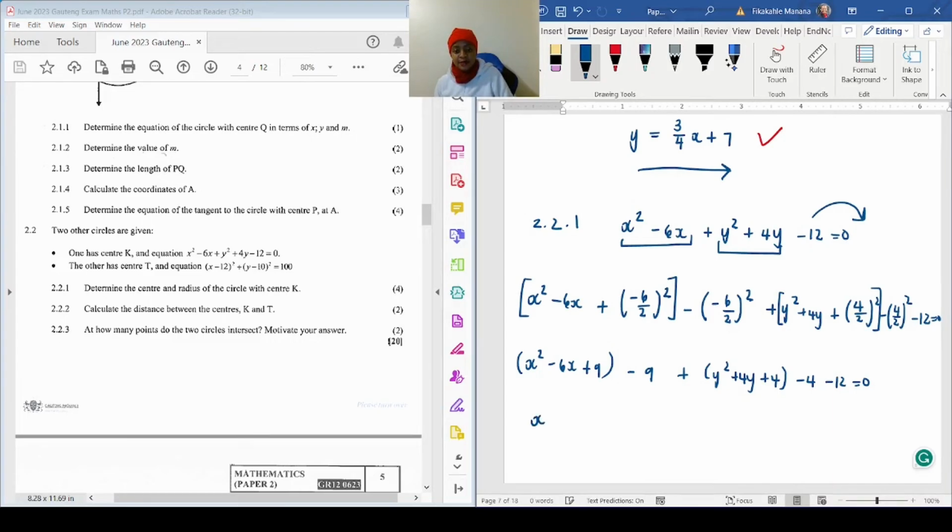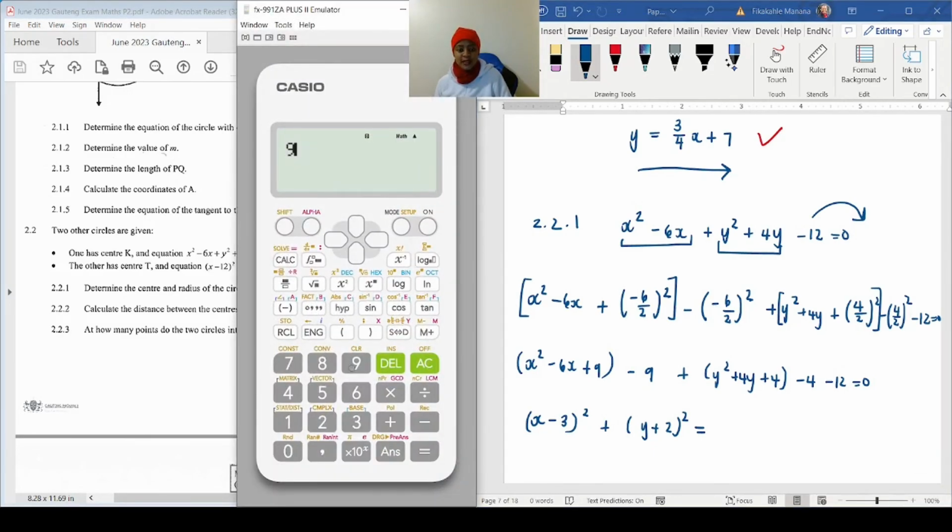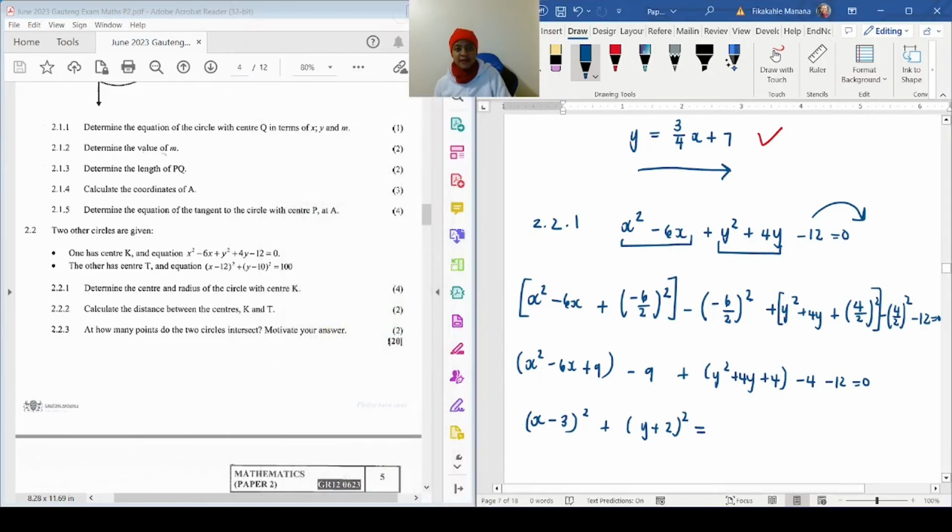And here, I'll just say (x minus 3) squared plus (y plus 2) squared, and that is equal to minus 9 minus 4 minus 12. So 9 plus 4 plus 12 is 25. If I take it to the other side, that's basically r squared.